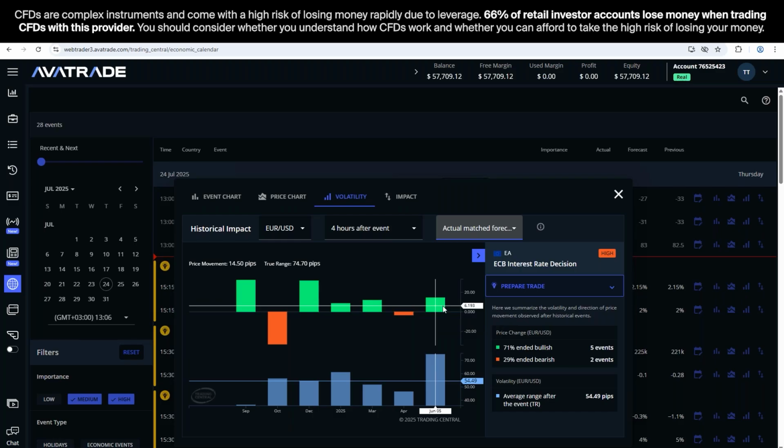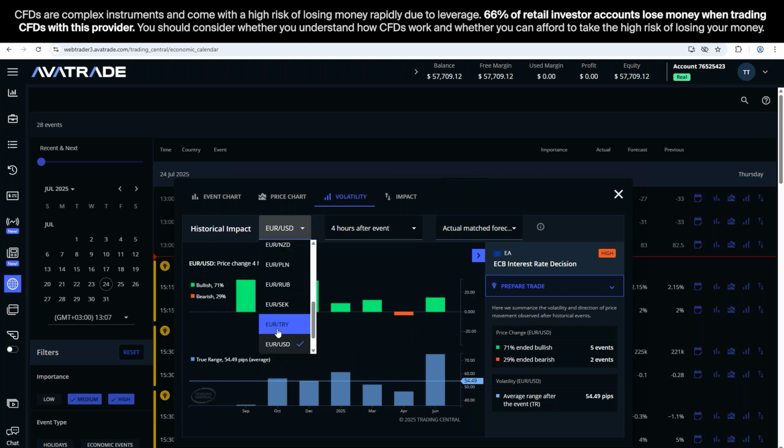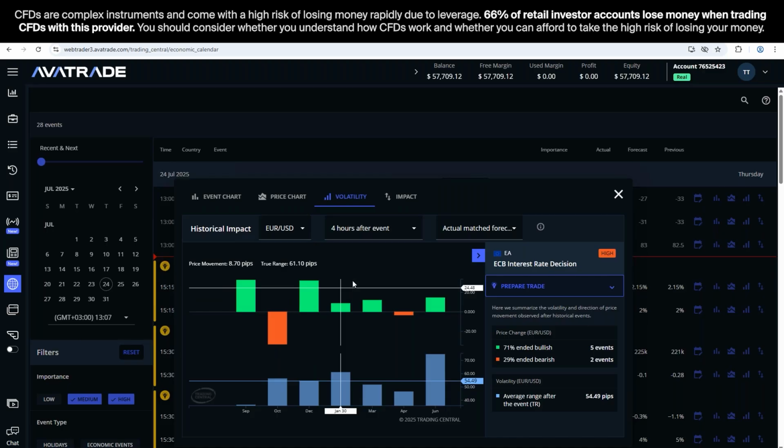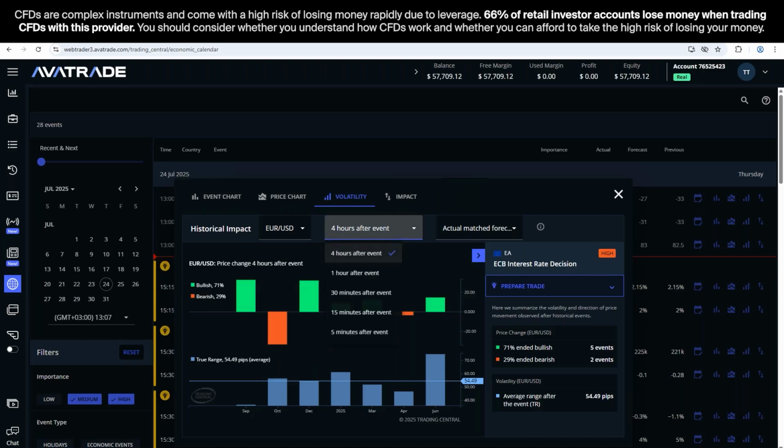And if it does, what we see is the majority of the time when the rate decision comes in as expected, the euro in the hours after, and I'm looking at the euro USD pairing. We can look at any pairing with the euro, but we'll leave it on euro USD for now. You can look at different time frames after these past announcements to see how the euro USD moved as the announcements came in. And right now we're looking at 4 hours after the event.